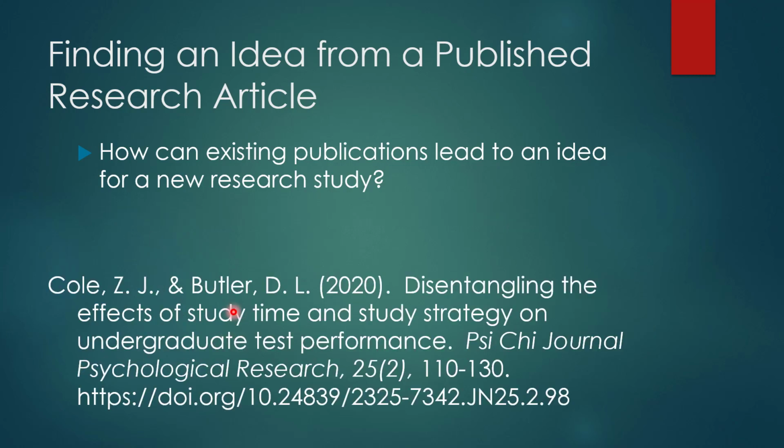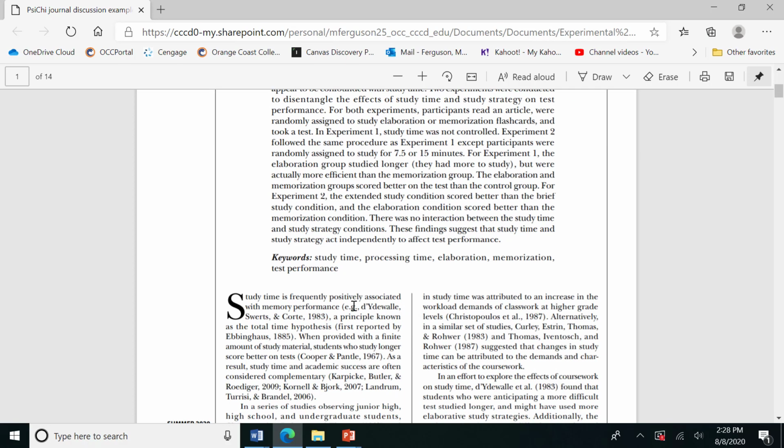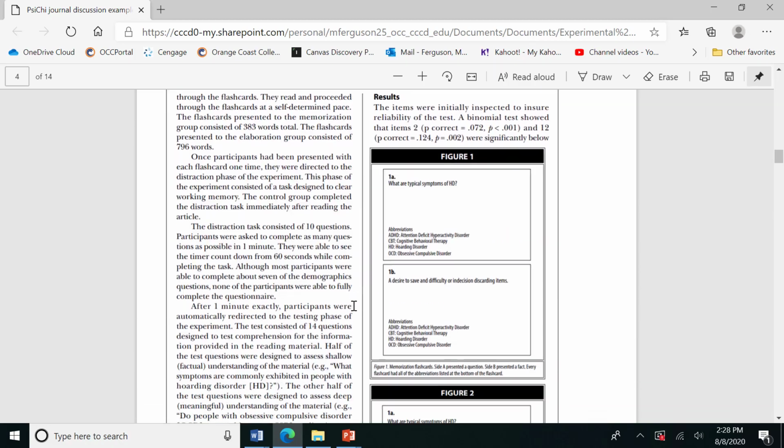So this article here is pretty much in APA format, which is something that you're going to have to learn. These are the authors' last names, their first initials, the year it was published, the title of the article, the title of the journal, notice how it's in italics, the volume and the issue number, and then your page numbers, and then your DOI. It takes me to the article, and I'm going to scroll down to the discussion section.